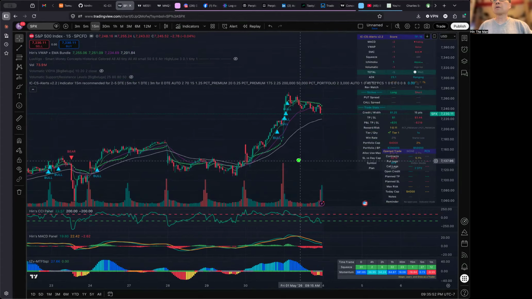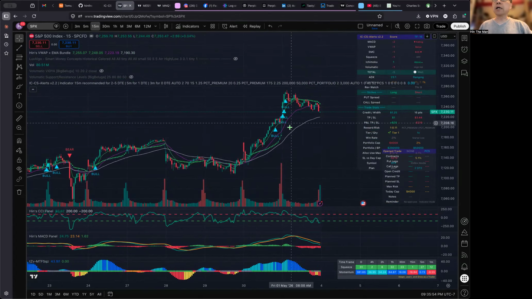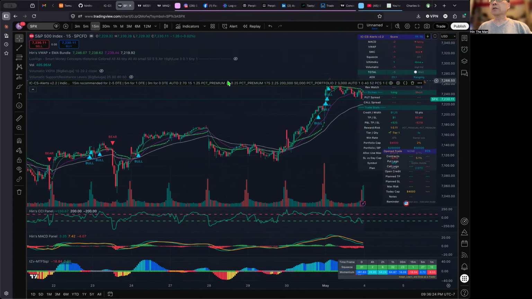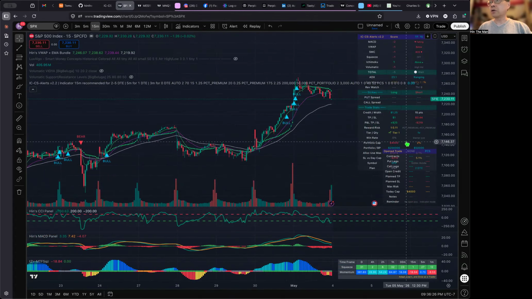Okay, so if you see my alert, if it says bull, it means do a put credit spread. Bull is put credit spread. If it's bear, it means to do a call credit spread, right? So when you go long, the put credit spread, or you go short, which is the call credit spread, at that time you have to figure out your stop loss.